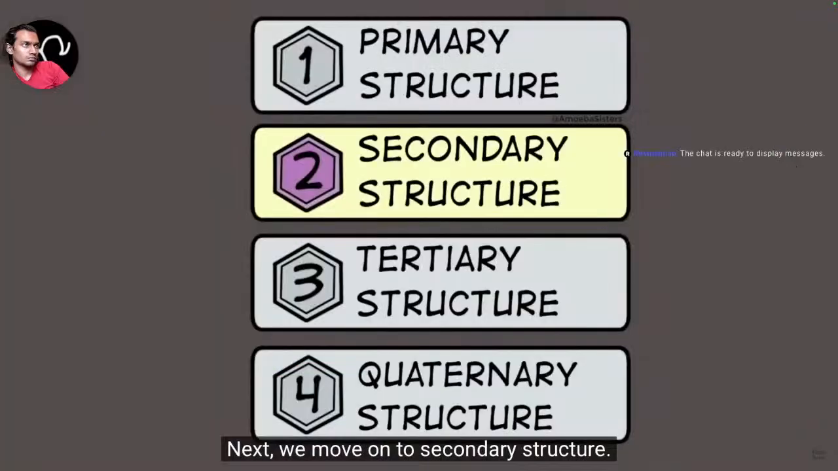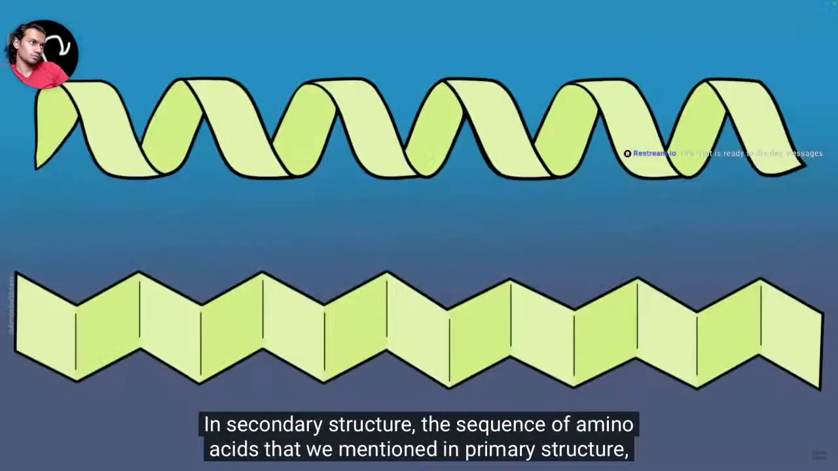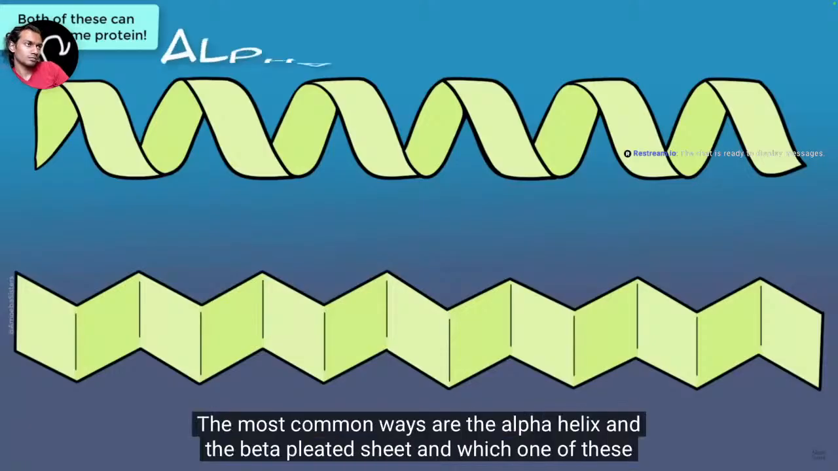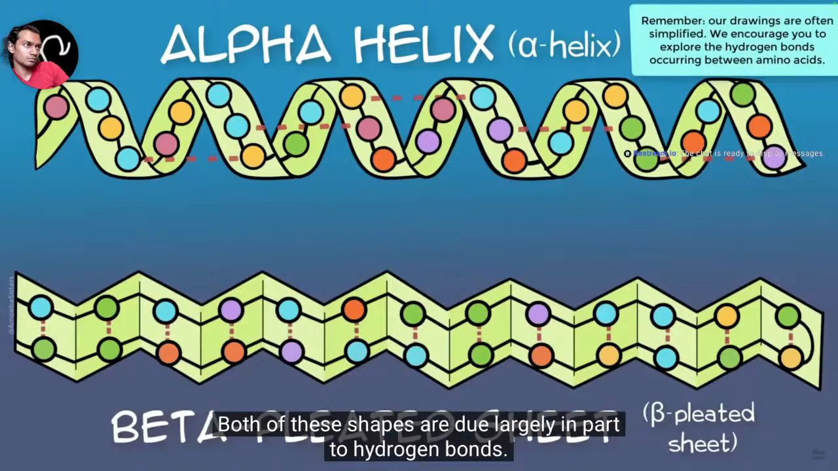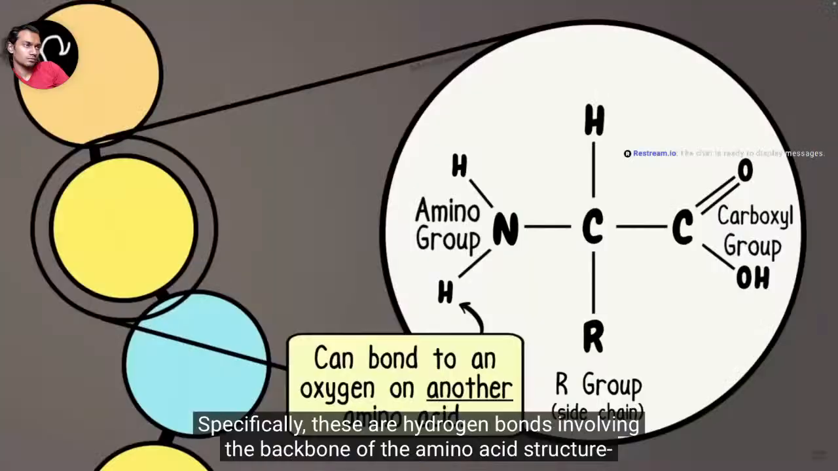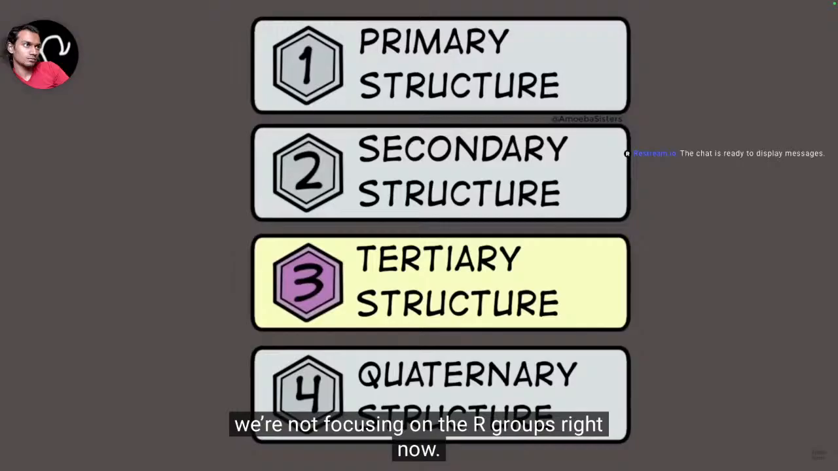Next, we move on to secondary structure. Folding is really going to start to happen. In secondary structure, the sequence of amino acids that we mentioned in primary structure can fold in different common ways. Which one of those foldings the protein does depends on the amino acids, largely in part due to hydrogen bonds. Those can occur at specific areas of the protein. These are hydrogen bonds involving the backbone of the amino acid structure. Onto tertiary structure.